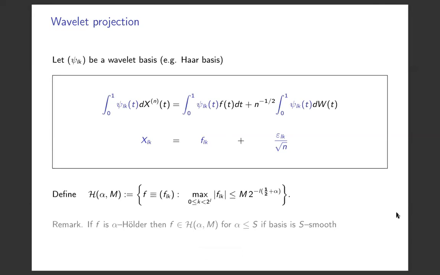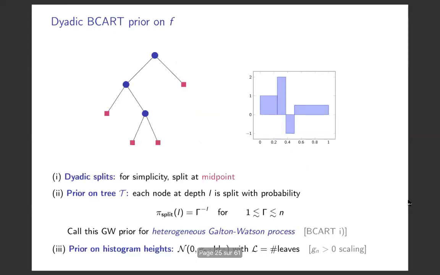And in this setting, we'll need some regularity conditions. We'll assume that we have signals that have a certain regularity, and in particular, typically we assume alpha Hölder smoothness. So if you are alpha Hölder, then you will be in the space which is denoted H alpha M with regularity alpha index. Okay, and so this inclusion which I mentioned here is for the Haar basis. It's true only if alpha is between 0 and 1. Okay, so now let's be a bit more specific about the BART prior.